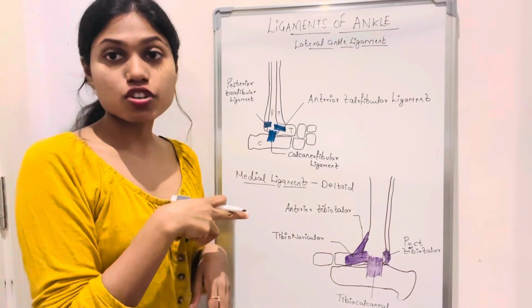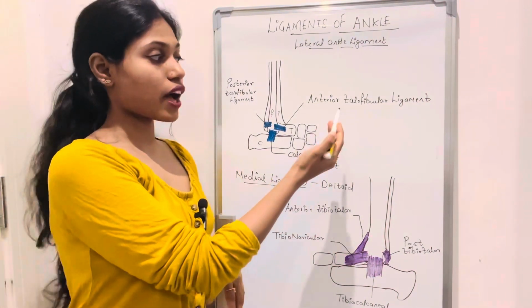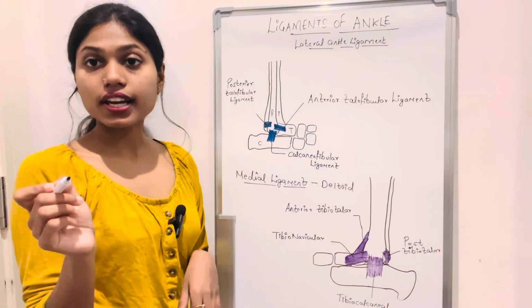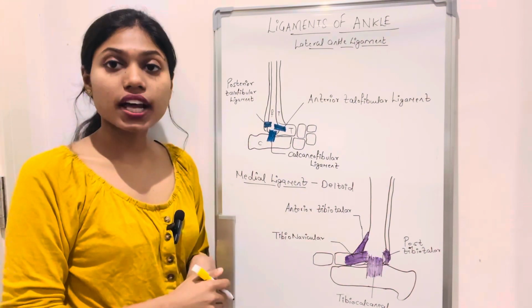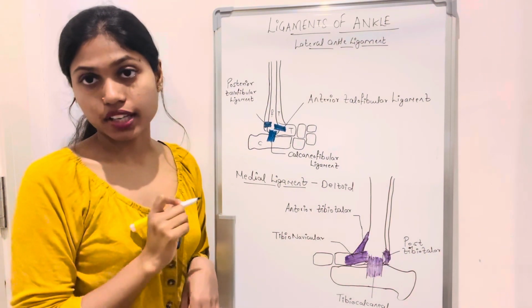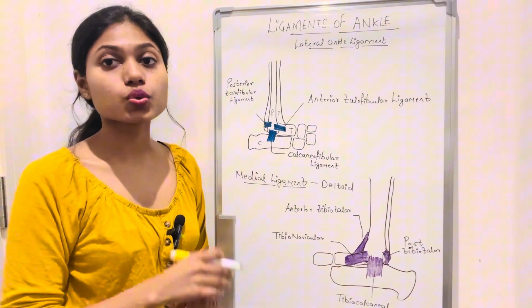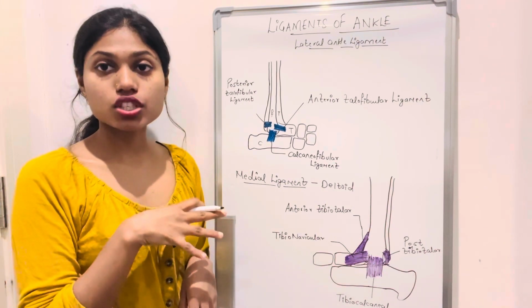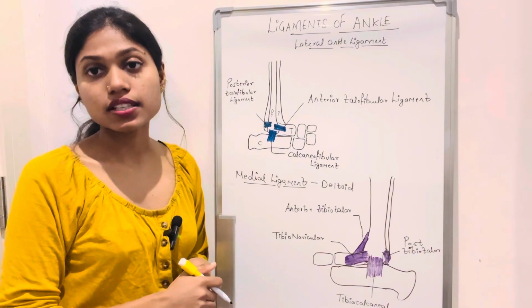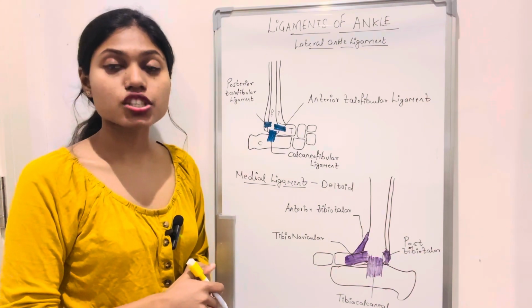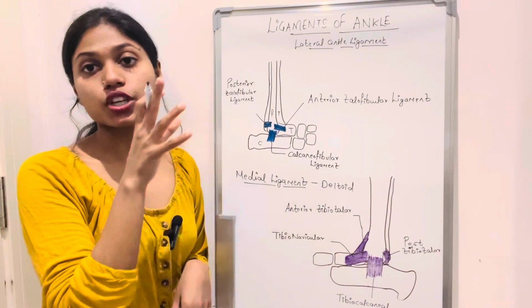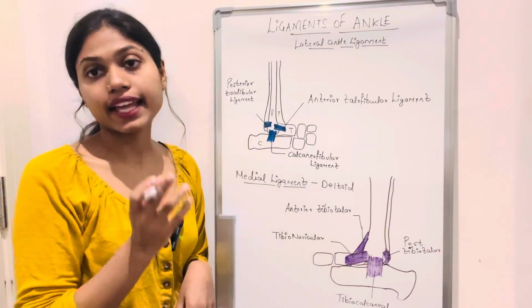Now, let's look at the lateral complex ligaments first. Firstly, you have your anterior talofibular ligament, posterior talofibular ligament, and your calcaneofibular ligament. One thing that you need to remember here is that all the ligaments present in your lateral complex are connections between your fibula and your talus, and your fibula and your calcaneum.